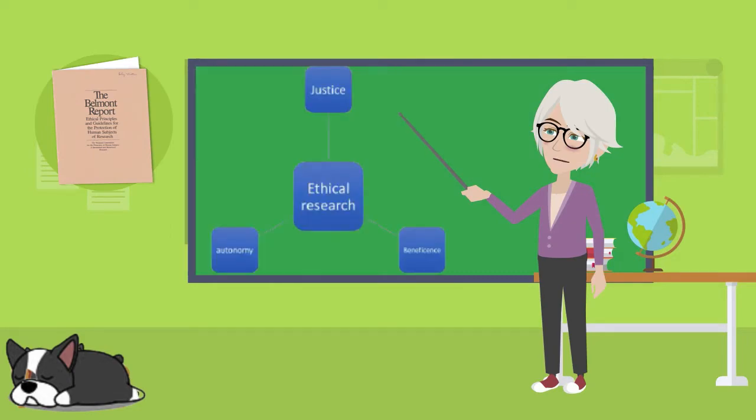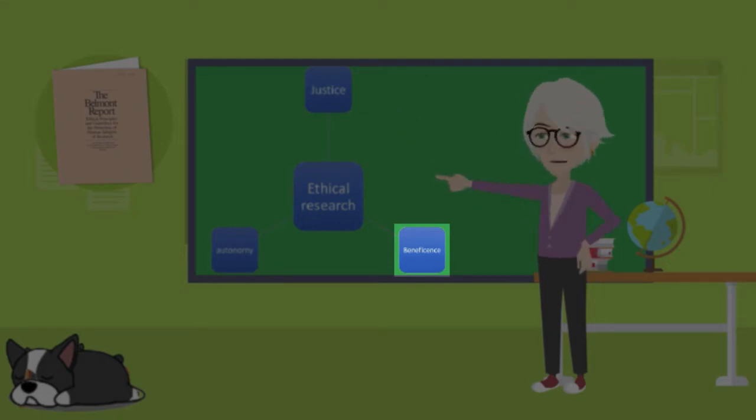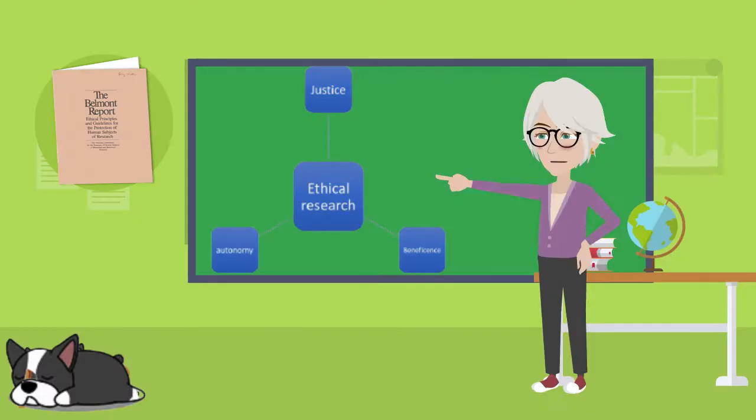When we're talking about autonomy, we're talking about an individual participant's right to participate or refuse, as well as protected populations. The concept of beneficence means that we can do no harm, and we have to do a risk and benefit analysis to determine if the risks are worth the potential benefit of our research. And with regard to justice, we have to make sure that risks are equally spread.